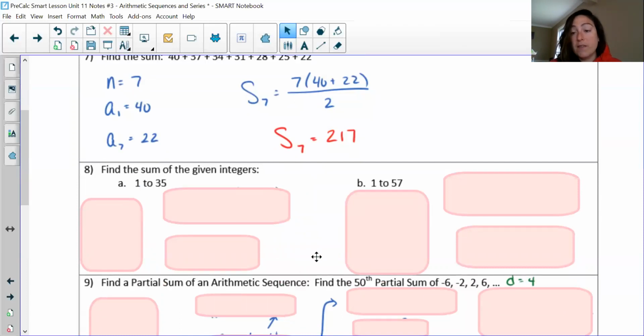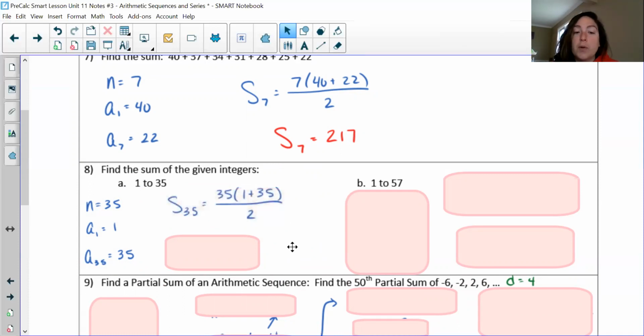Find the sum of the given integers from 1 through 35. So the number of terms is 35, the value of the first term is 1, the value of the 35th term is 35. So substitute that into our formula. The sum of the first 35 terms is equal to 35 times 1 plus 35 all over 2, and we end up getting 630.